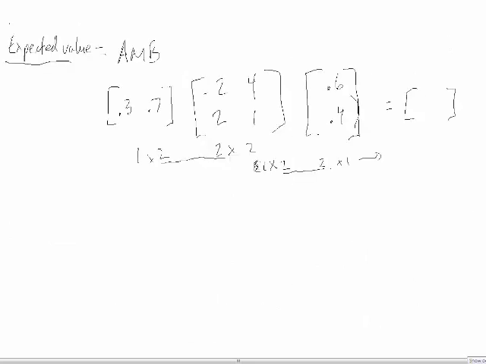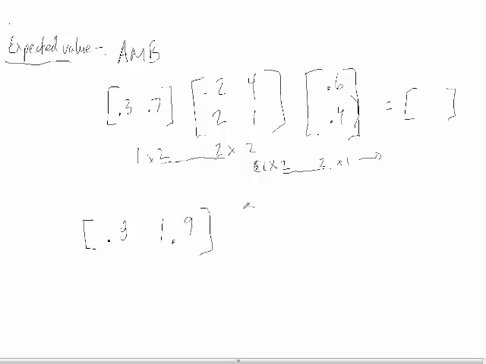So, calculations for the first A times M, we've got 0.3 times -2, which is -0.6, plus 0.7 times 2, which is 1.4. So 1.4 minus 0.6 is 0.8. And then first row times second column is 0.3 times 4, which is 1.2, and 0.7 times 1, which is 0.7. So 0.7 plus 1.2 is 1.9.